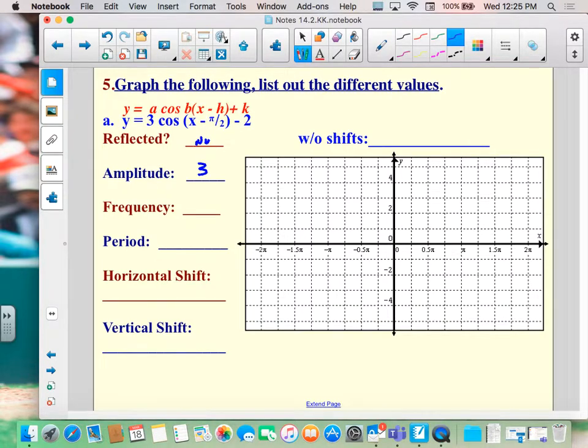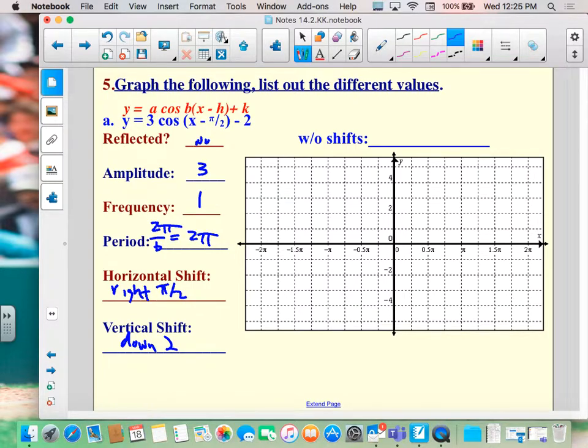The frequency is B, it is 1. The period is 2 pi over B. This one's nice, it's still 2 pi because B was 1. The horizontal shift is to the right, pi over 2, and the vertical shift is down, 2. So putting the letters that correspond for A, B, H, and K helps you a lot. You could graph it without shifts and then move it to the right, pi over 2, and down 2, but I'm going to show you the way that I want you to start thinking about it.